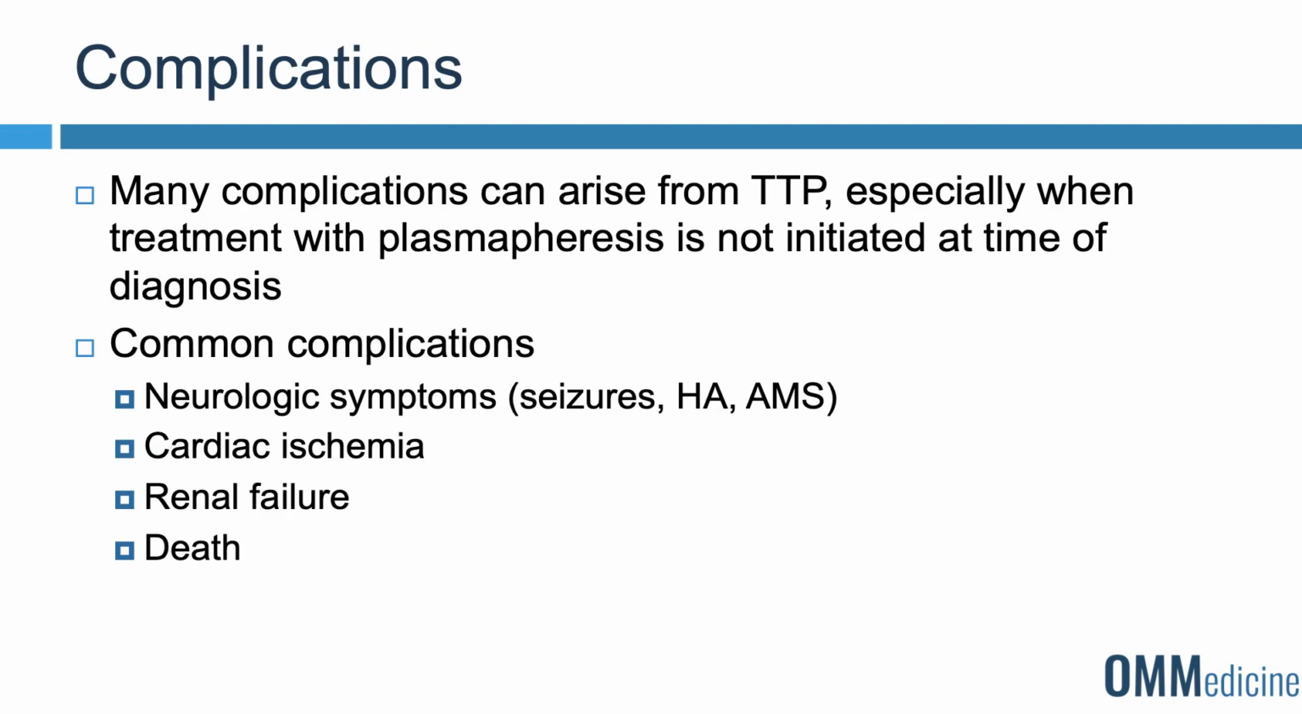And I'll end with this slide on the complications associated with TTP, and it's important to note that a lot of these are associated with delayed treatment. If plasmapheresis is initiated at the time of diagnosis, then these complications are going to be less likely. So a lot of these are going to stem from ischemic issues, likely due to the microthrombi causing poor blood flow, as well as the shearing of red blood cells. But neurologic complications can sometimes be a presenting factor, but they are also a complication. We can get cardiac ischemia due to poor perfusion to the heart. We can get renal failure, and then sometimes in severe cases we can also have death.